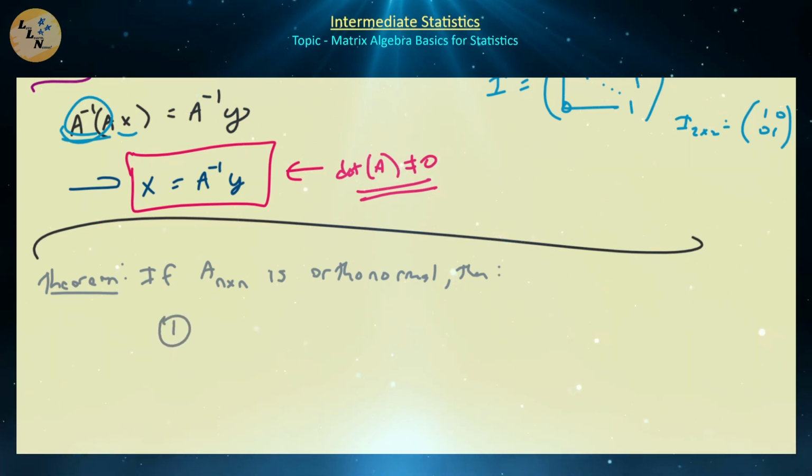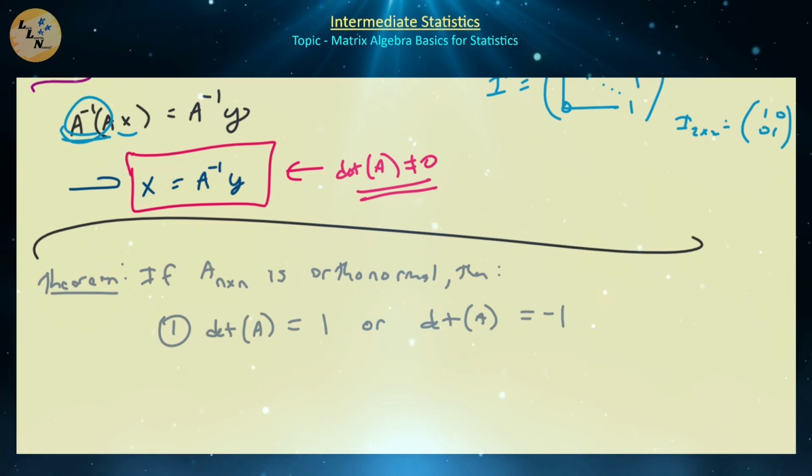So the first property is the determinant of A is either equal to 1 or the determinant of A is equal to minus 1. So that's a very interesting property, a very beautiful number, and there's some quick ways to figure out whether it's 1 or negative 1, but you have to know a little bit of theory about that.